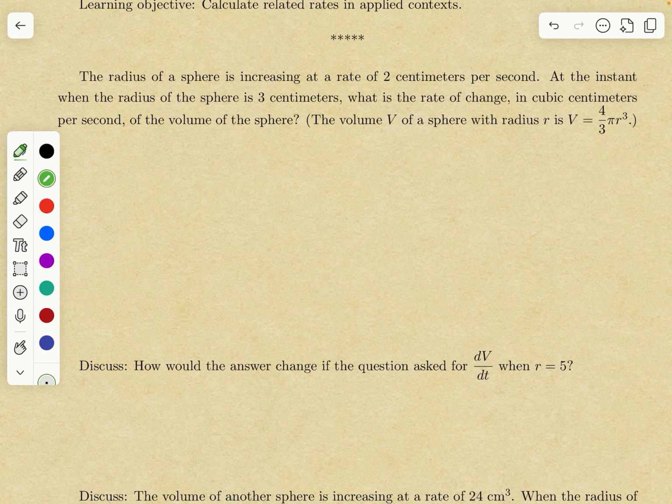So there's a sphere. Let's say that's our sphere. And what's going on is the radius of the sphere is increasing. Here's the radius, say r. r is increasing at a rate of 2 centimeters per second. And what's happening is the volume is also changing. As the ball gets bigger, of course the volume, which is the amount of space inside the ball, is going to get bigger also.